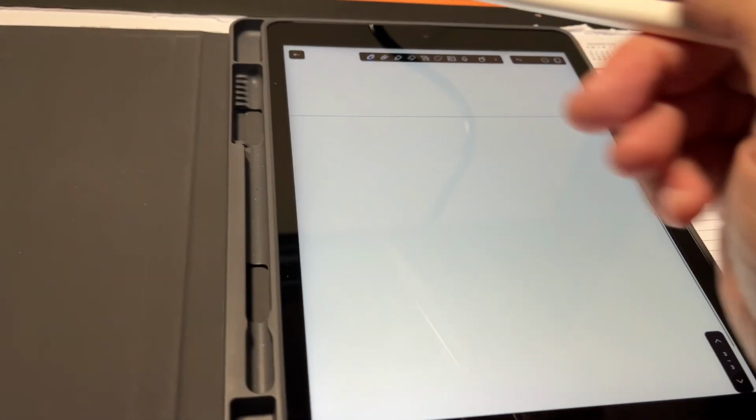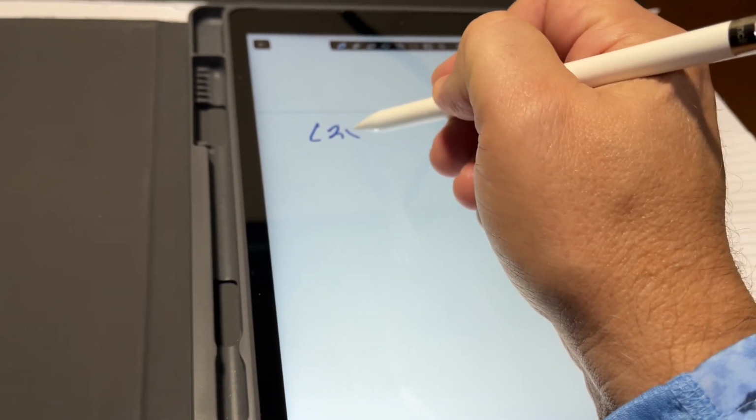All right, so let's look at a little bit more complicated problem. Let's suppose that we have 2x plus 5.